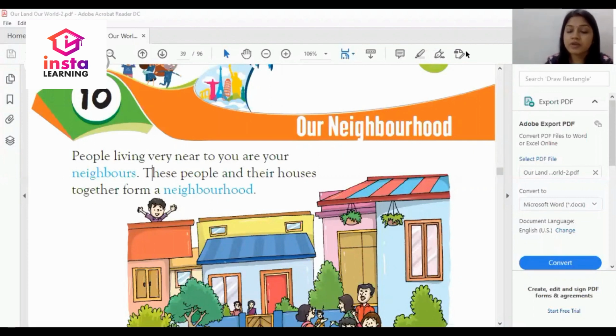First, who are the neighbors? Dear student, this is a very important question. Who are the neighbors? The answer is, people living very near to you are your neighbors, as I am highlighting it. People living very near to you are your neighbors.